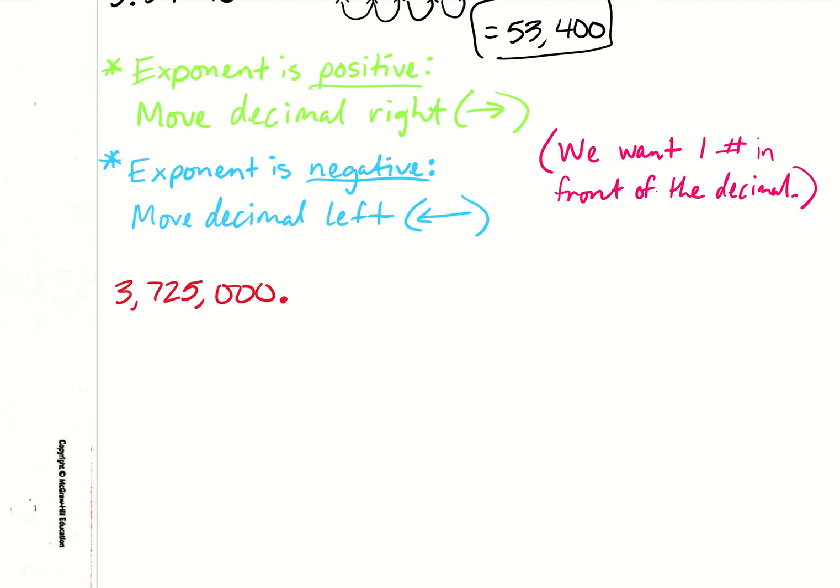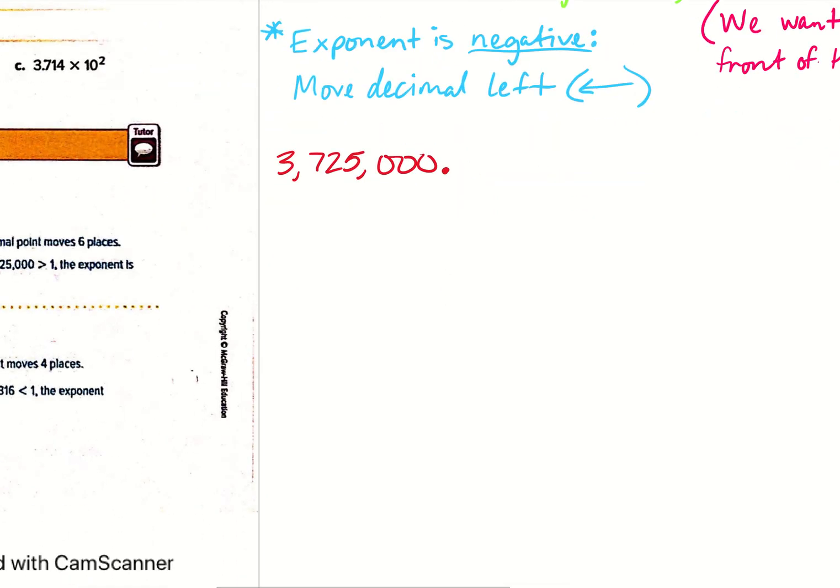All right. So if we go back to example 3 right here. Sorry about that, I'm back again. So we want one number in front of the decimal. So basically we're going to move it and we're going to count the number of times we move it. So we go 1, 2, 3, 4, 5, 6 times. So we moved it 6 places, and we moved it 6 places to the left.